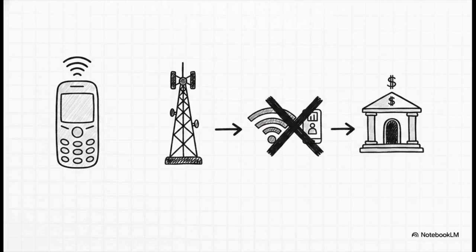Unstructured Supplementary Service Data is actually really fascinating because it uses the basic voice network signaling channels to transmit financial queries. When you document this, make sure you note that it completely bypasses the need for an active data connection. That makes it an incredibly robust tool for financial inclusion.